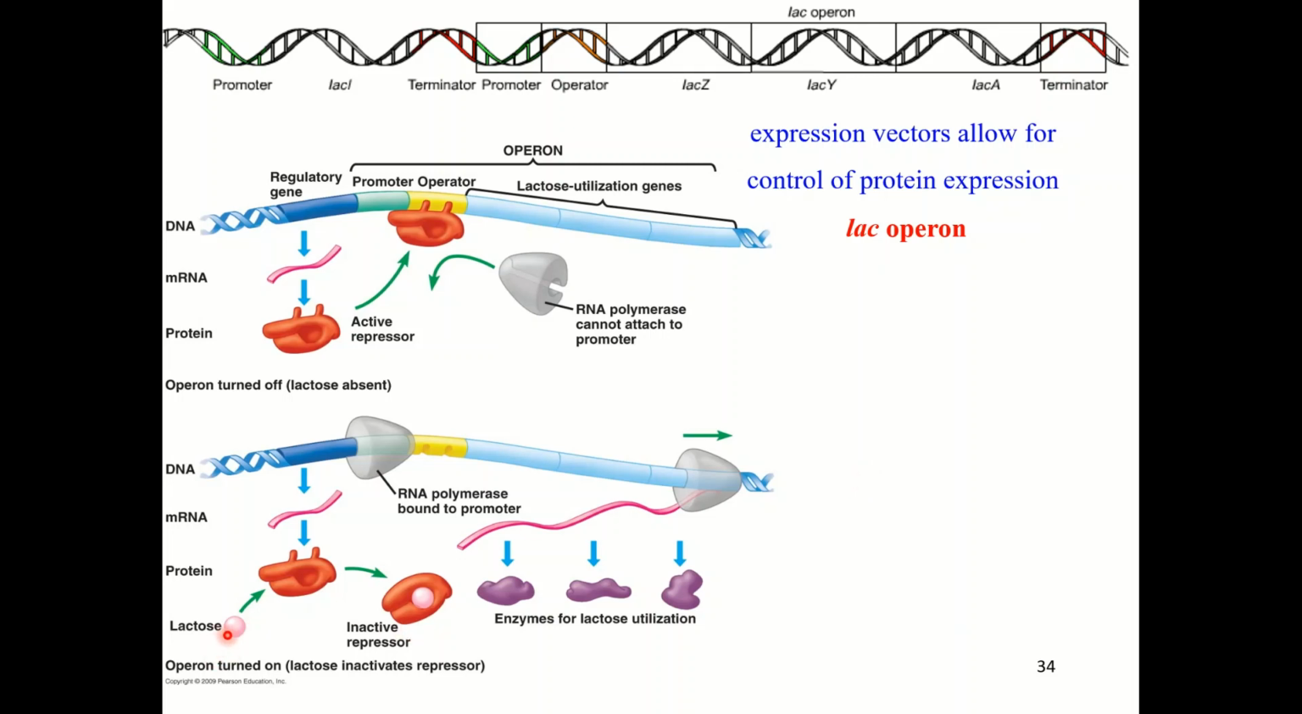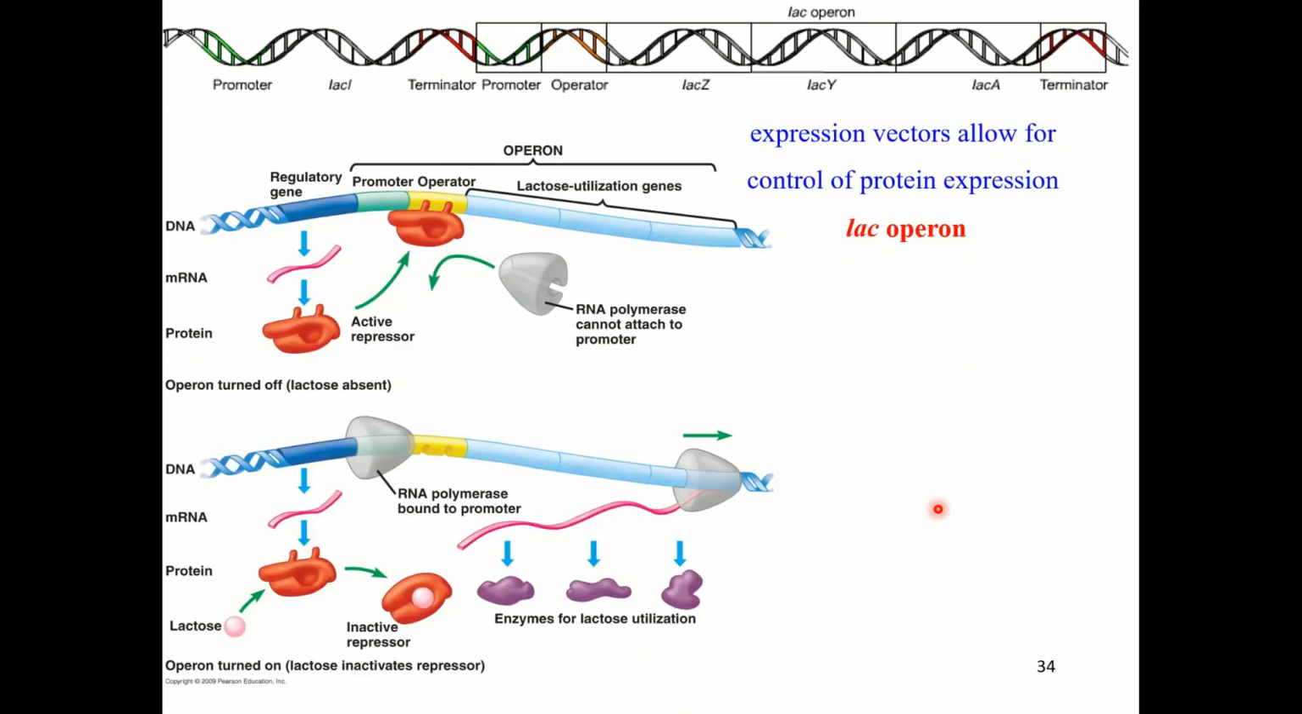If lactose is around, then the repressor gets lifted off of the operator, RNA polymerase can bind, and it can make the LAC-Z, LAC-Y, and LAC-A genes, which go on to digest lactose. So this is the normal way this operon would function in a bacteria cell.